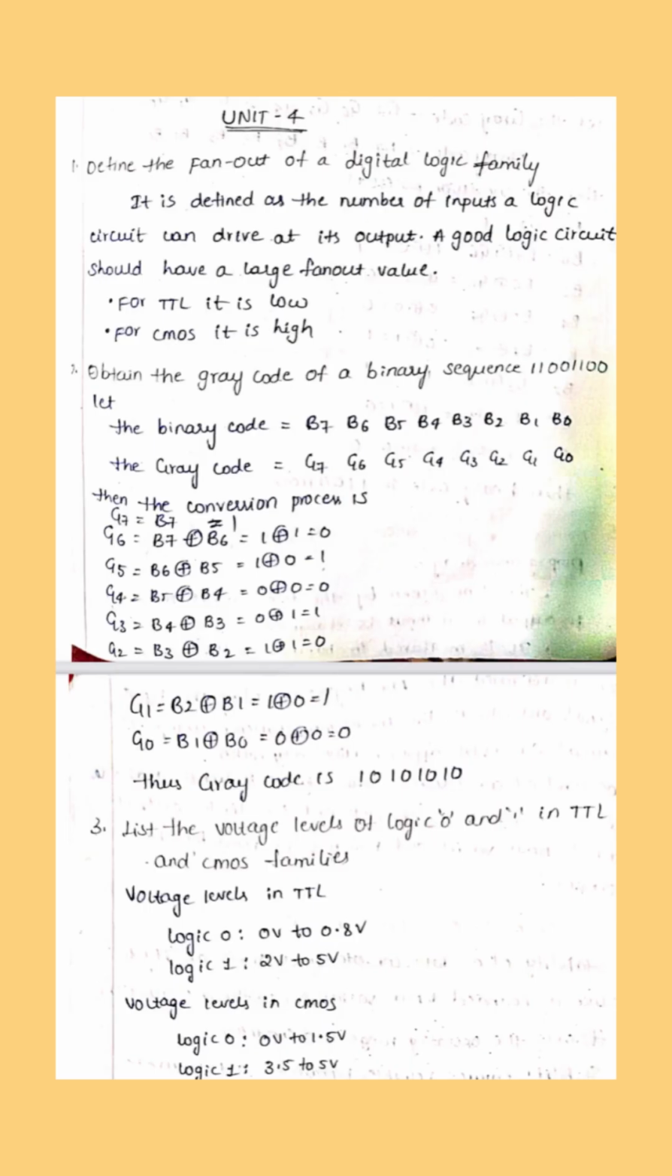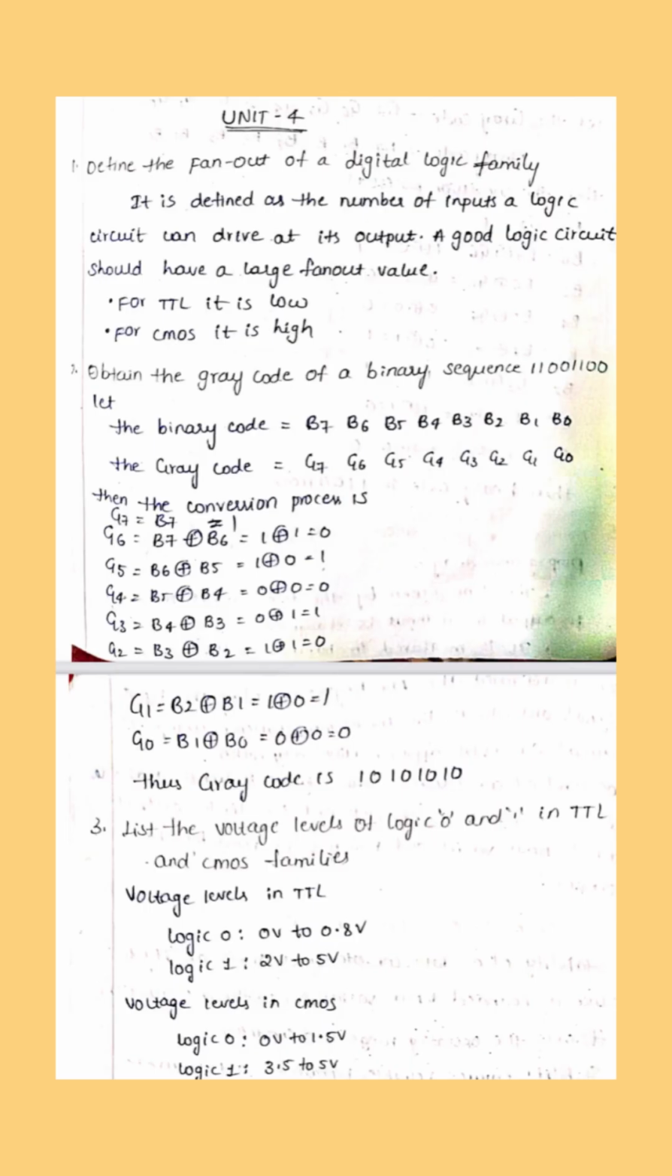Question number 2. Obtain the gray code of a binary sequence 11001100. Let us say binary code equal to B7, B6, B5 up to B0 and gray code G7 to G0. Then the conversion process: G7 is B7, that is 1, from the given sequence. G6 equal to B6 exclusive OR with B7, that is 1 exclusive OR with 1, it is 0. And G5 is B6 exclusive OR with B5, so 1 with 0, it is 1.